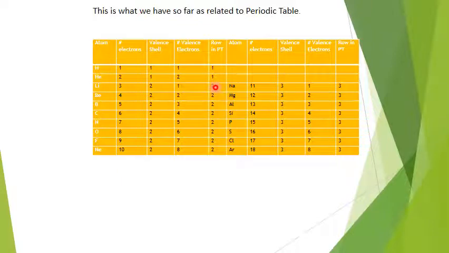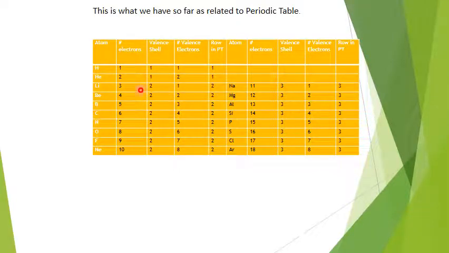that lithium is found in the second row, and all of these are found in the second row, and they all have 1, 2, 3, 4, 5, 6, 7, 8. Then we started up sodium, and sodium is found in the third row. It had a valence shell of 3, but if you compare sodium with lithium, they both have just 1 valence electron.